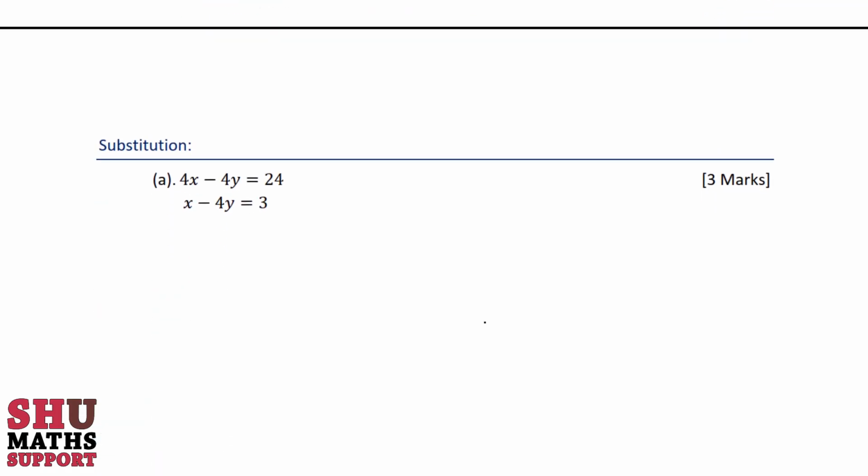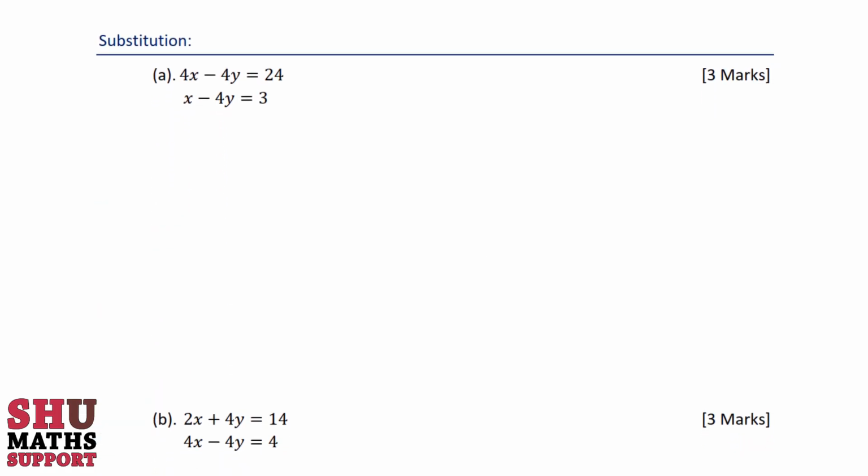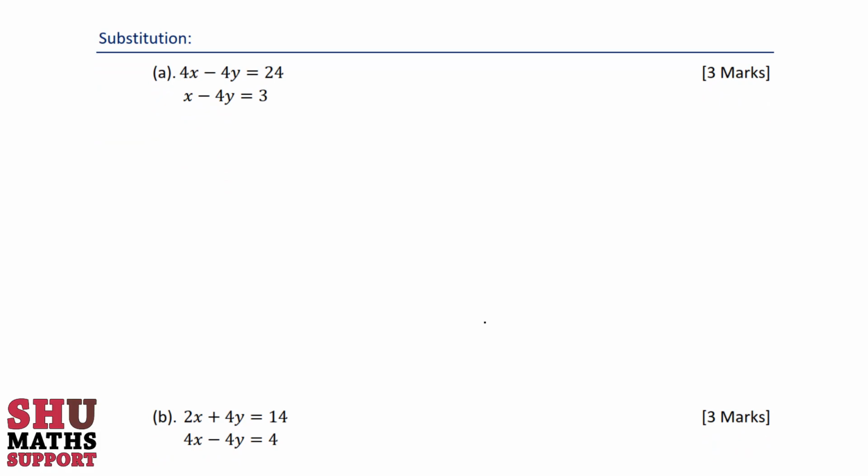So now we're going to move on to substitution. So this is a different method that you can use to solve simultaneous equations. This method I do prefer over the elimination method, but with this method it can be easier to make a mistake because it involves rearranging.